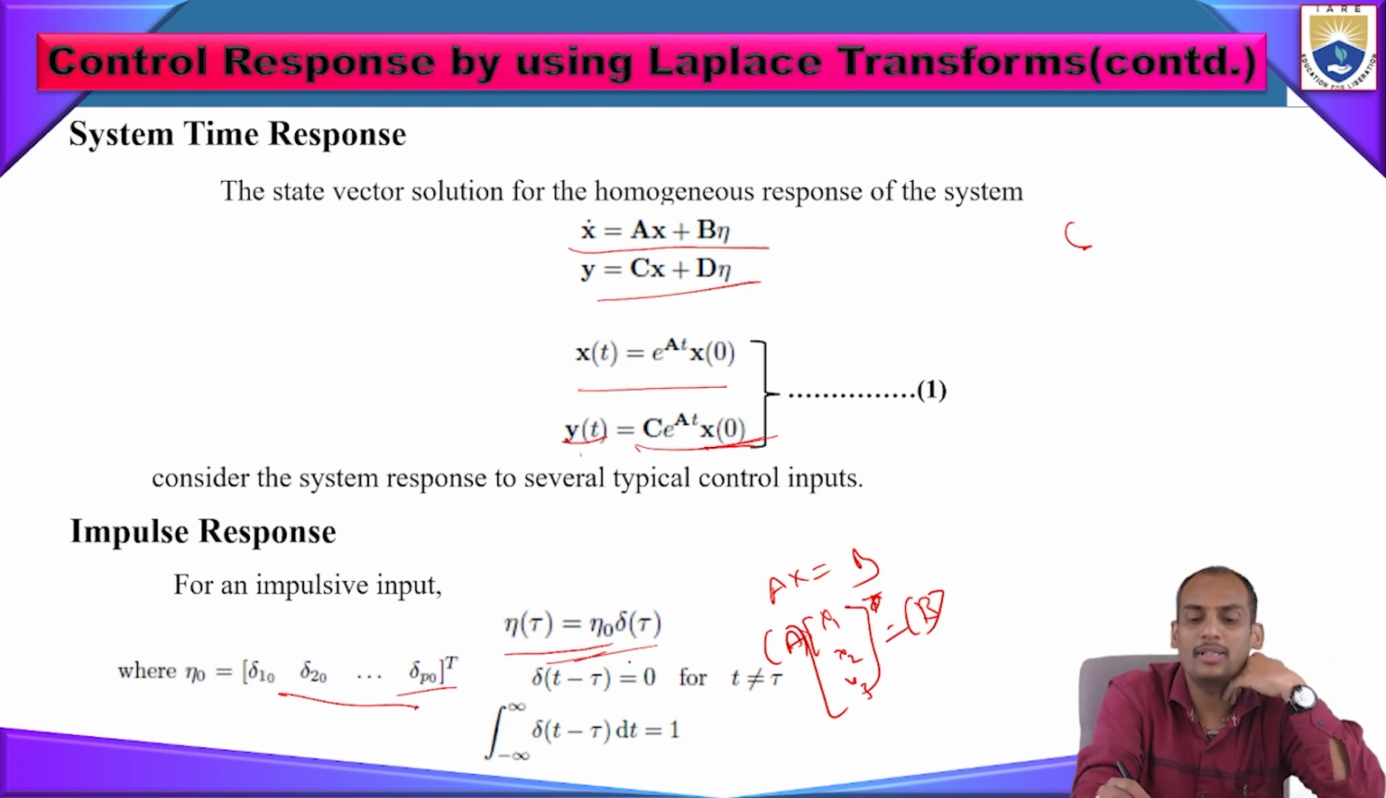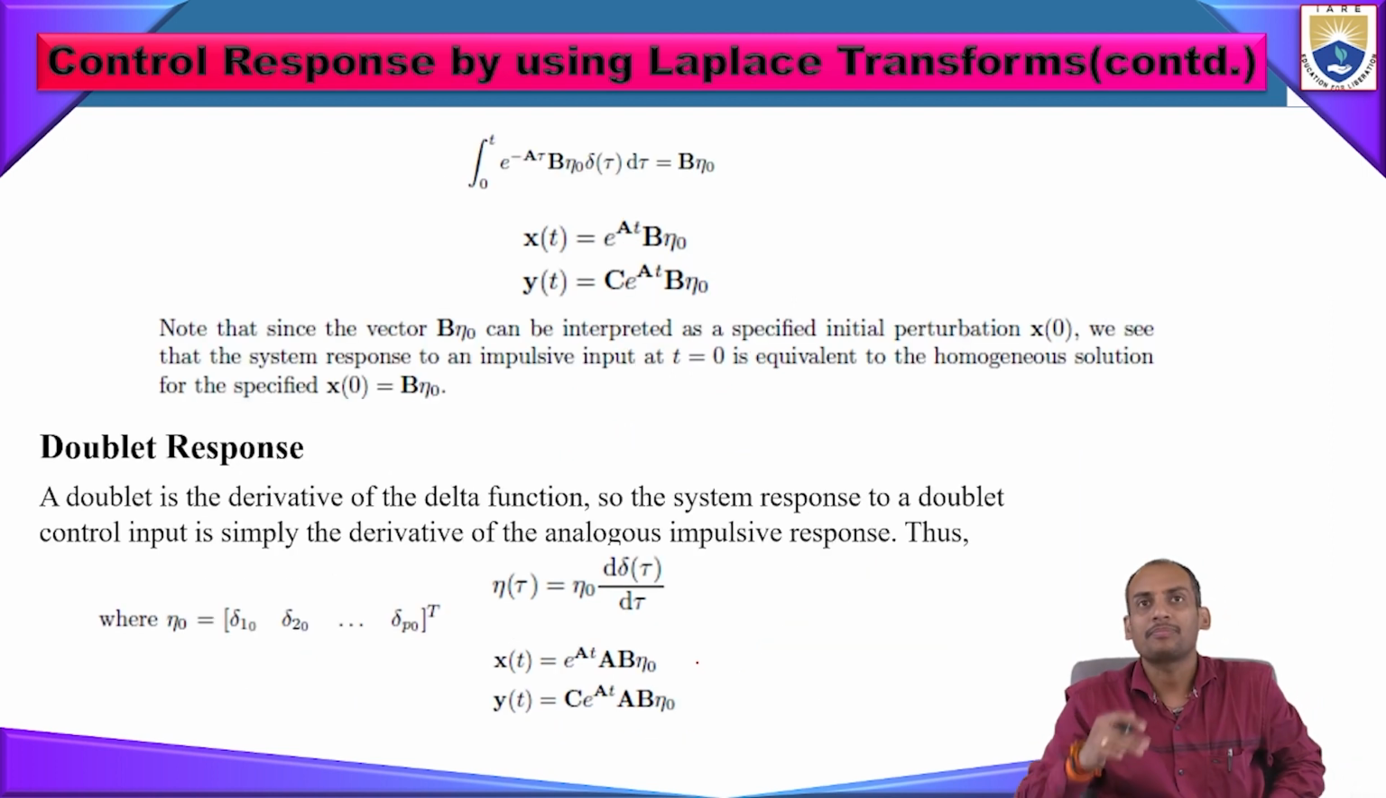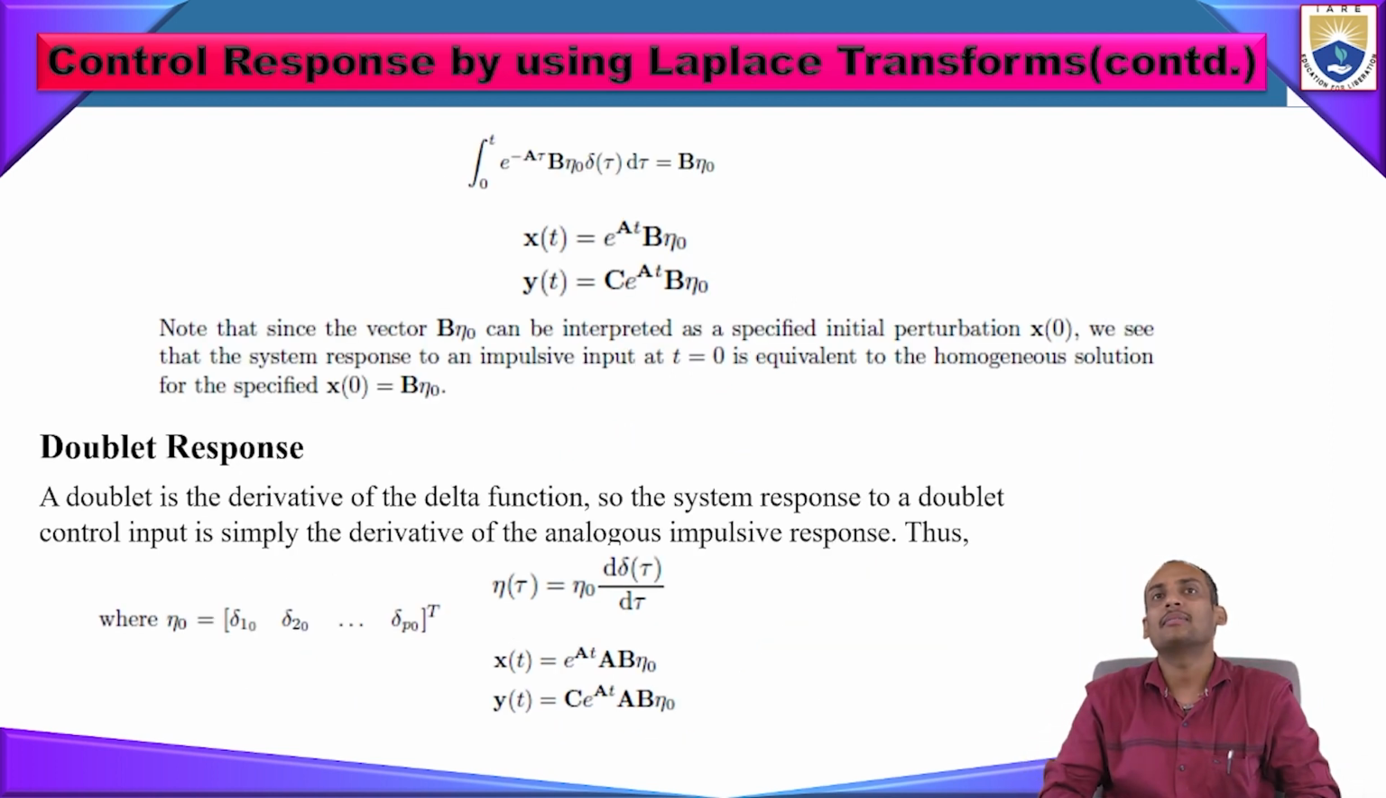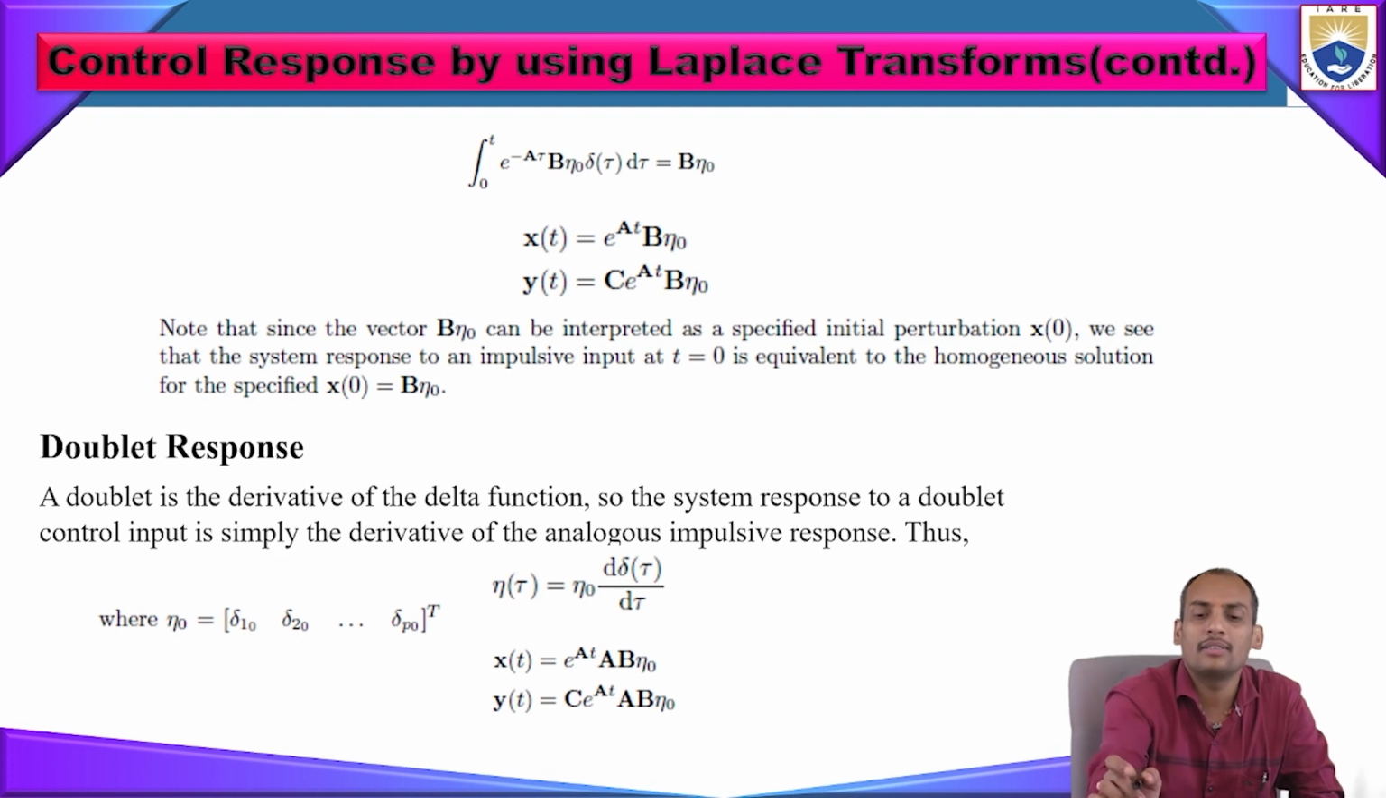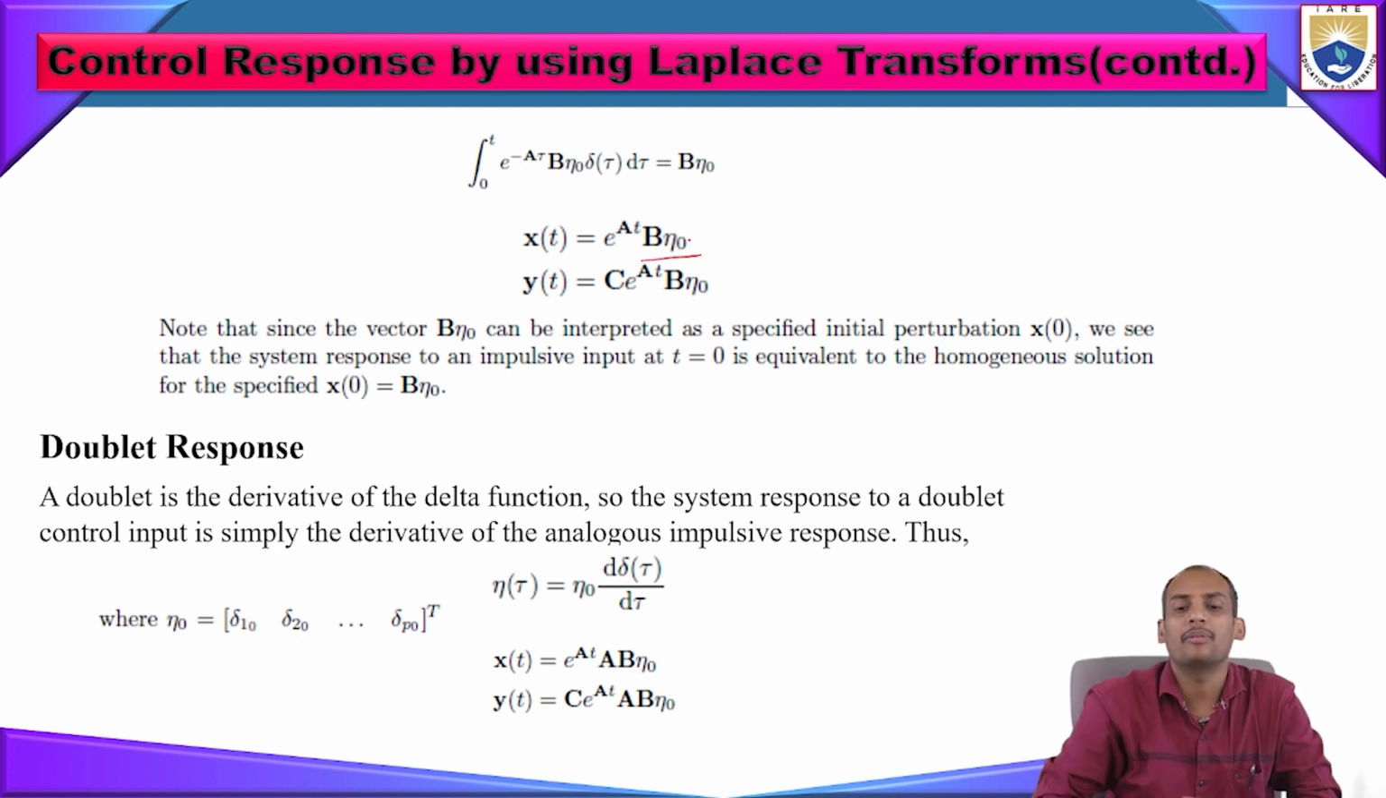If that is the case, then by using the integrator for this function, the integration may be from minus infinity to plus infinity. So the integral of delta of (t minus tau) d tau will be equal to 1 only. So the integral from 0 to t of e power minus A tau B eta naught into delta of tau d tau will be equal to B eta naught. Then x of t and y of t we can write as e power At B eta naught and C into e power At B eta naught.